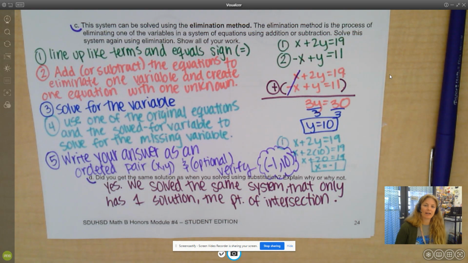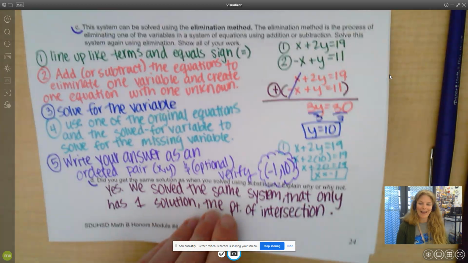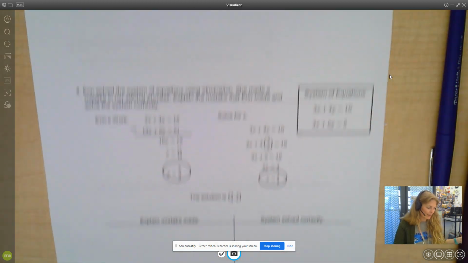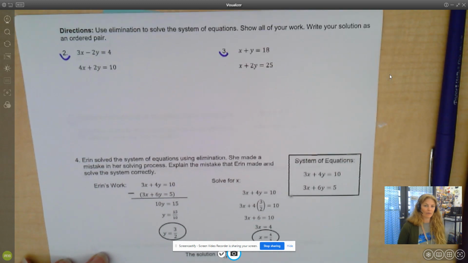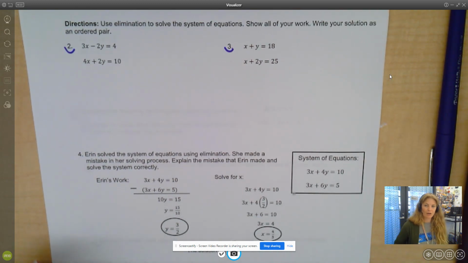Excellent. A lot of students find elimination to be more efficient than substitution. And again, you can use either method to solve a problem unless I am specifically asking you to use a specific method. So in this case, we are really focusing on elimination since it's a new method for us. So let's focus and practice. Okay, so 2 and 3. Directions say use elimination to solve the equations and show all your work. Write your solution as an ordered pair.